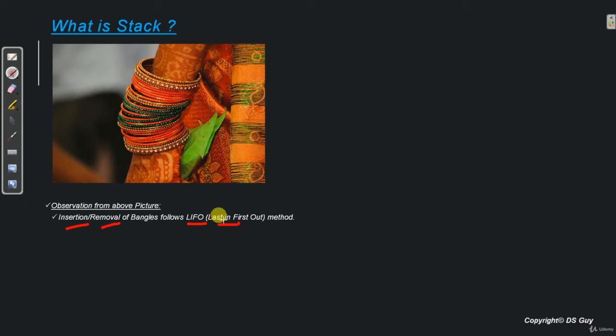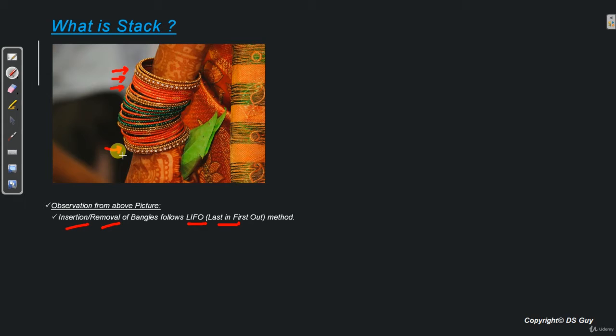Now what do we mean by that? Let's see. As we can clearly see here, this bangle would have been inserted first and only then this bangle would have come in, then this bangle and so on. And finally, this bangle would have been the last one to be inserted in the hand.